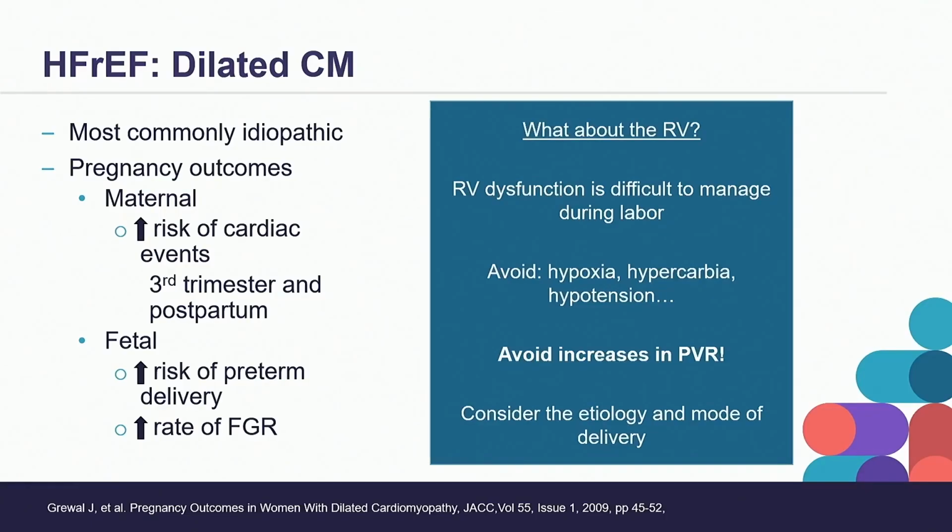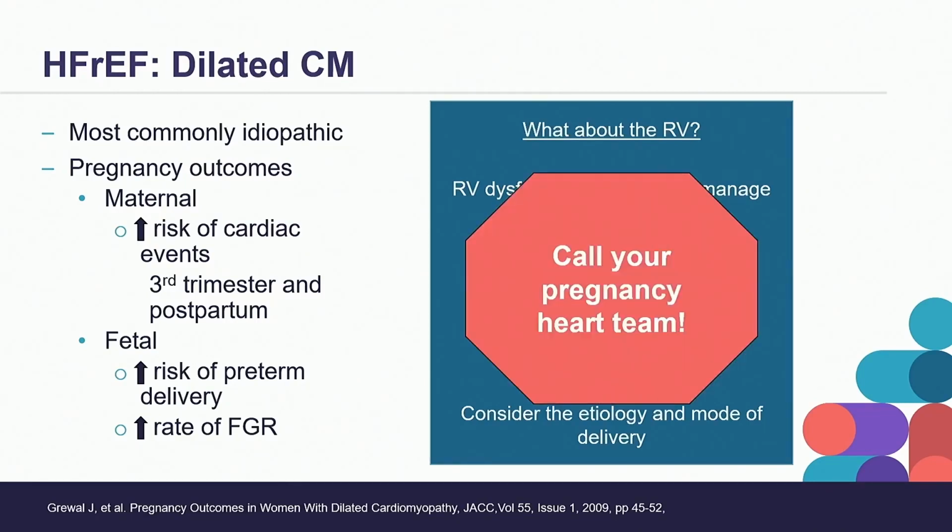You can try to avoid all the things that happen during labor that the RV really doesn't like: hypoxia, hypercarbia, hypotension. It's really important to avoid an increase in PVR. This happens during labor to everyone. For these patients, it's important to consider the etiology and mode of delivery, but honestly, most importantly, you should call your pregnancy heart team.